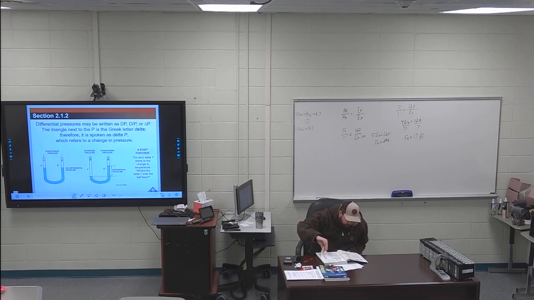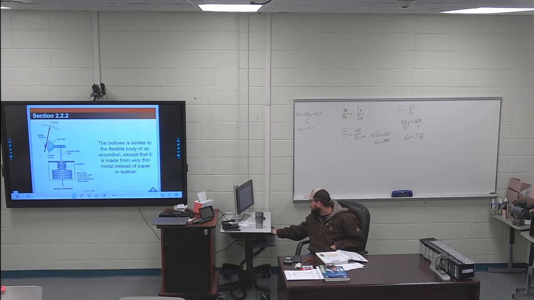Flipping over to page 14 and 15, bellows type pressure sensors. 222. We've got the first sentence highlighted. A common type of pressure sensing device is a bellows type pressure sensor shown in figure 17. So that's what's on the board here.